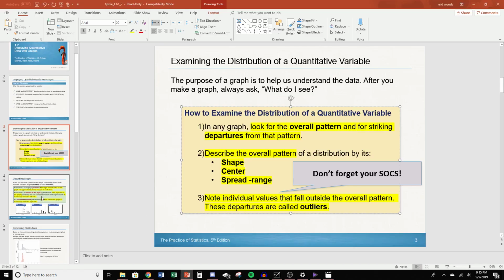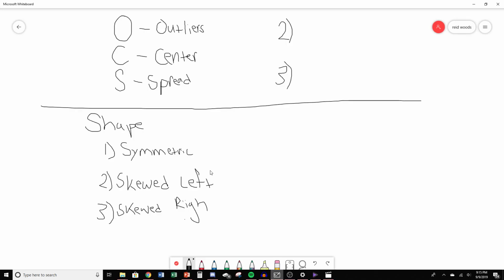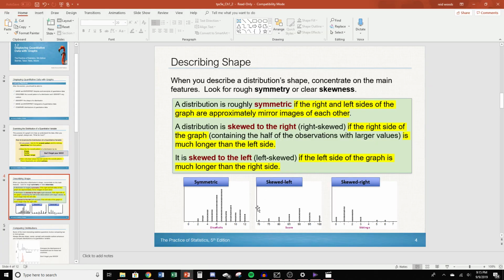Here we go. So describing shape. Symmetric: if the right and left sides of the graph are approximately mirror images of each other. Skewed to the right is if the right side of the graph is much longer than the left, and skewed left is if the left side of the graph is much longer than the right side. I kind of have these out of order the way I wrote them on this whiteboard, but just make sure you're getting the right definition in there for each one. If we need to pause for a second on the video, we can do that and let y'all write it all.